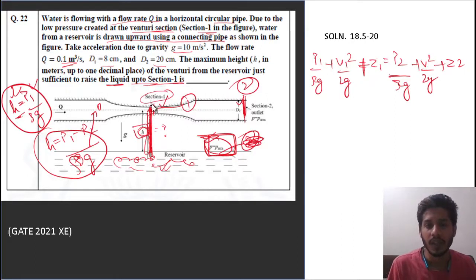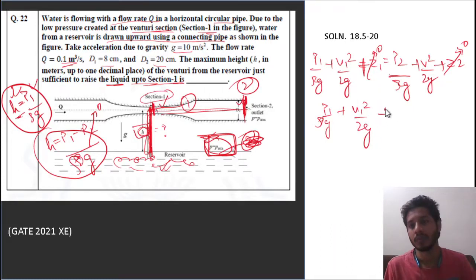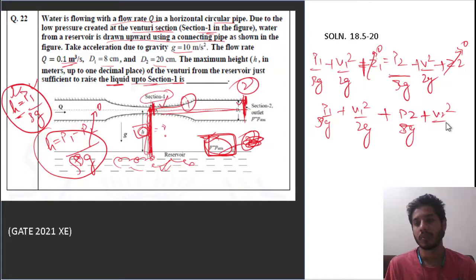So let's solve. At section 1 and at section 2, this data remains the same because this is the same flow rate, so Z1 is cancelled. We can write P1 upon rho g plus V1 square upon 2g equal to P2 upon rho g plus V2 square upon 2g.